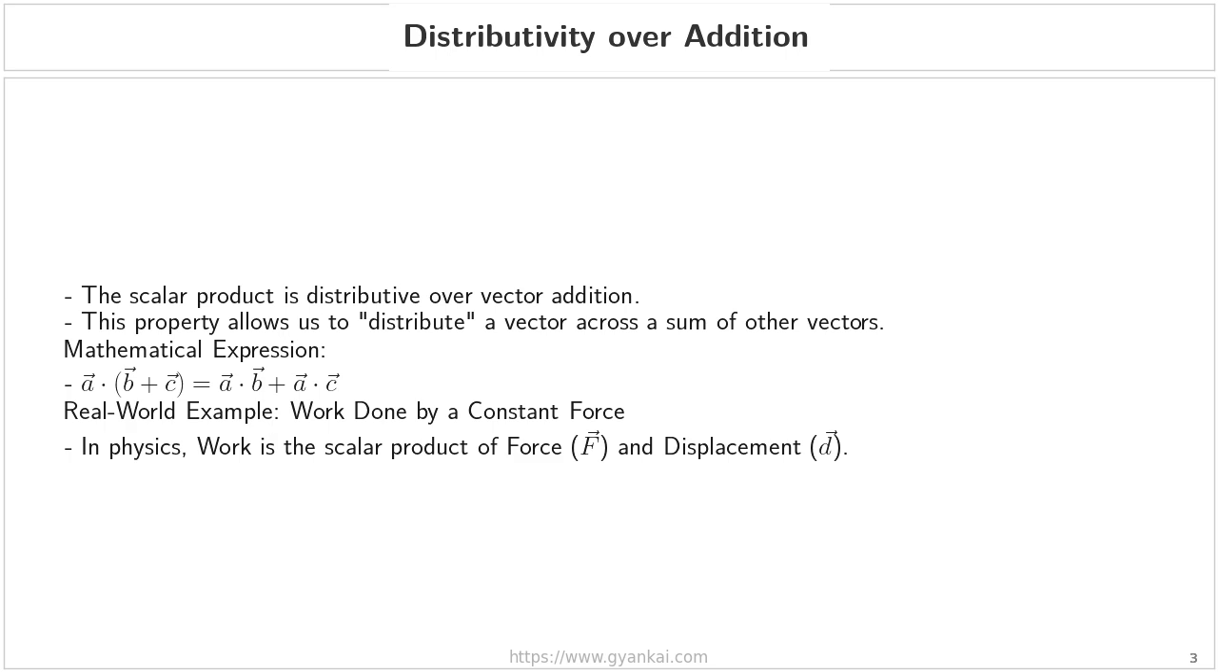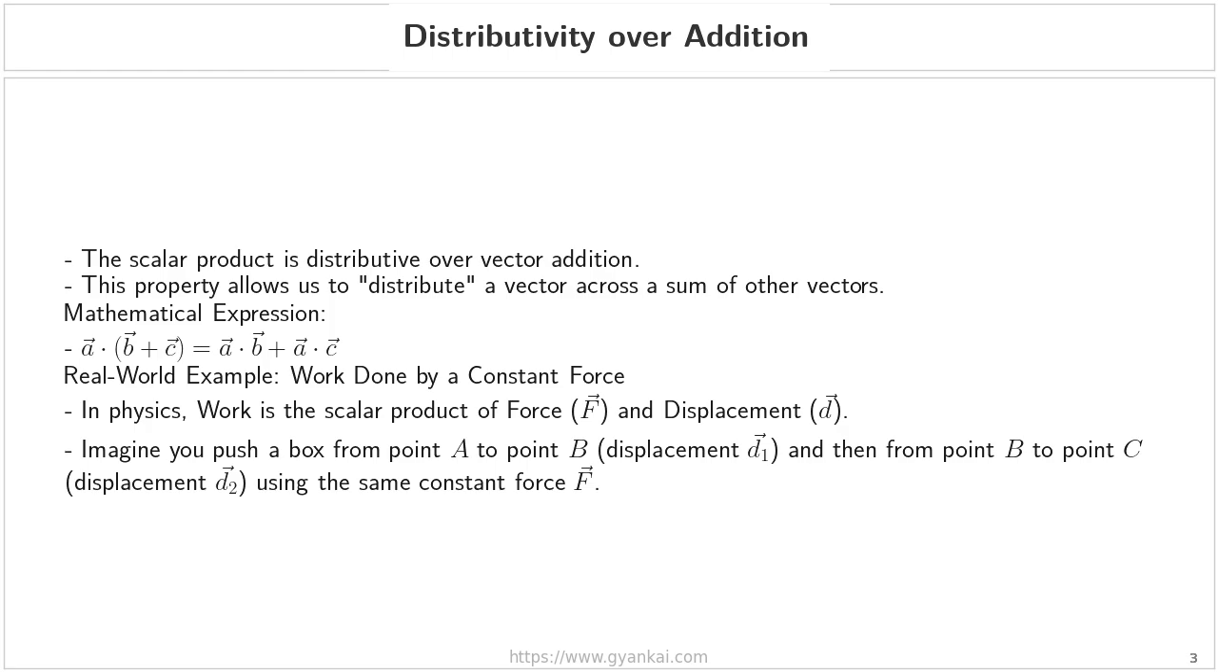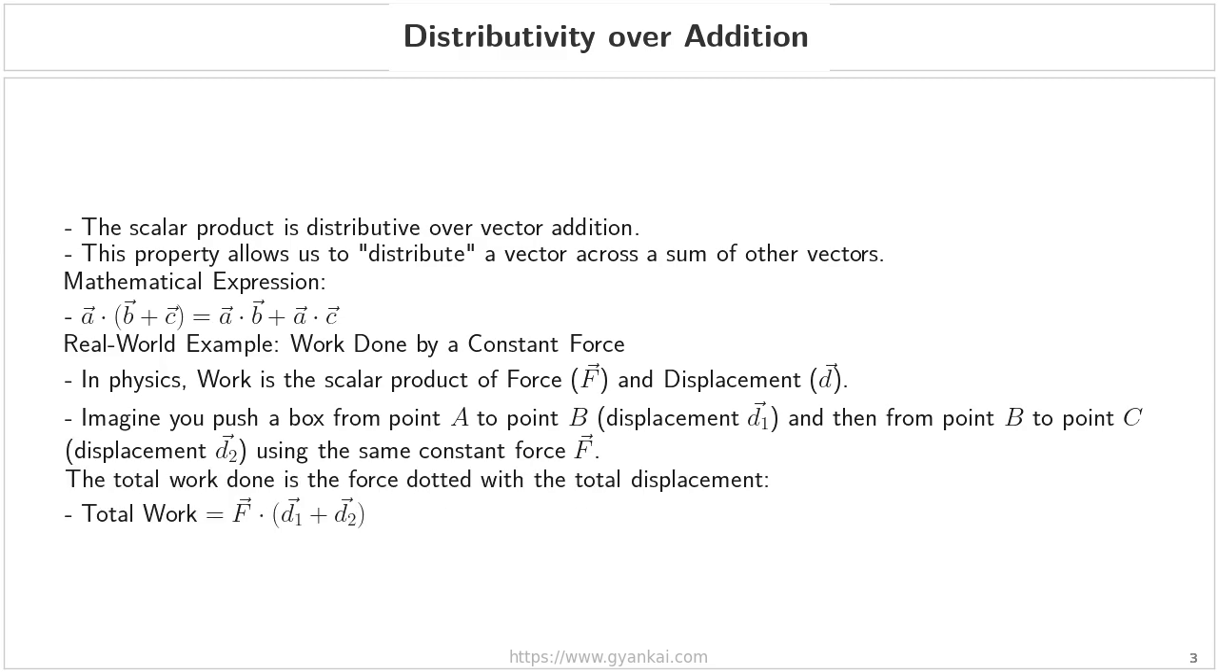by a constant force. In physics, work is defined as the scalar product of a force vector, F, and a displacement vector, d. Imagine you are pushing a heavy box from point A to point B, which is a displacement of vector d1, and then you continue pushing it from point B to point C, which is a displacement of vector d2, all while applying the same constant force, vector F. The total work done is the force dotted with the total displacement. Mathematically, that is, total work equals vector F dotted with the quantity vector d1 plus vector d2.